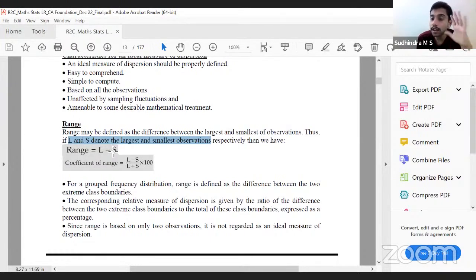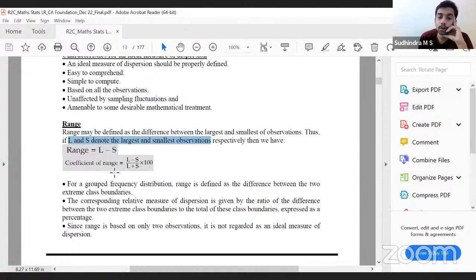In case of ungrouped data, it is easy. We can identify the largest value, we can identify the smallest value. In case of grouped data, if it is discrete, again, we can identify the largest value and smallest value of X. If it is continuous, go with class boundaries. Lower class boundary of the first class interval is the lowest value. Upper class boundary of the last class interval is the highest value. Highest value minus lowest value will give us the range.